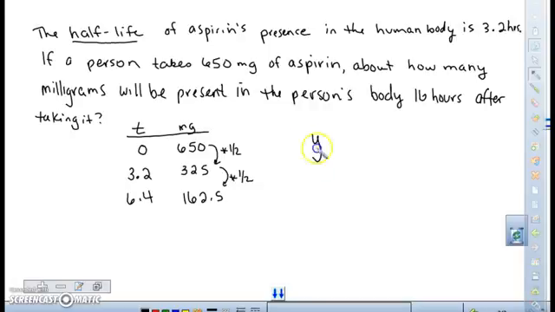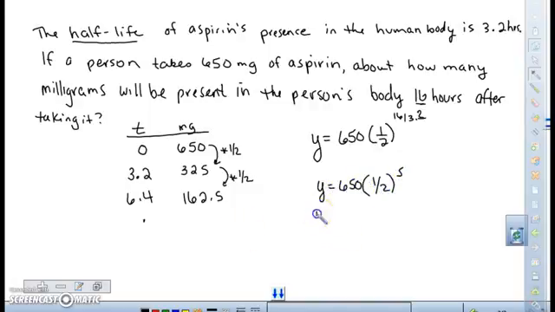So we're going to start with 650 times 1/2. And then we're going to figure out how we want to see 16 hours later, but every 3.2 hours it will be cut in half. So we're going to do 16 divided by 3.2. I need to know how many of these I need. So it's 5. So y equals 650 times 1/2 to the 5th power.